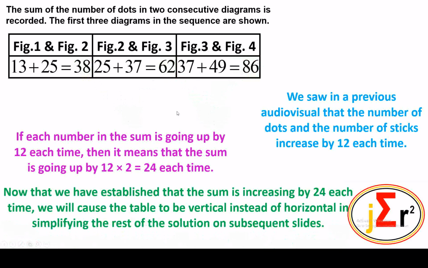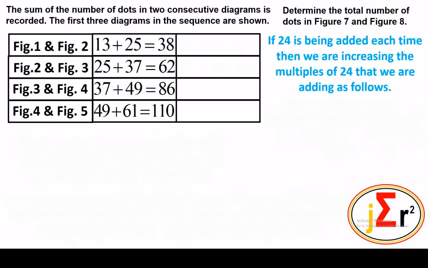Now that we have established that the sum is increasing by 24 each time, we will cause the table to be vertical instead of horizontal. That's a use of organizational structure in order to simplify our work, in simplifying the rest of the solution on the subsequent slide. If 24 is being added each time, then we are increasing in multiples of 24. That we are adding as follows.